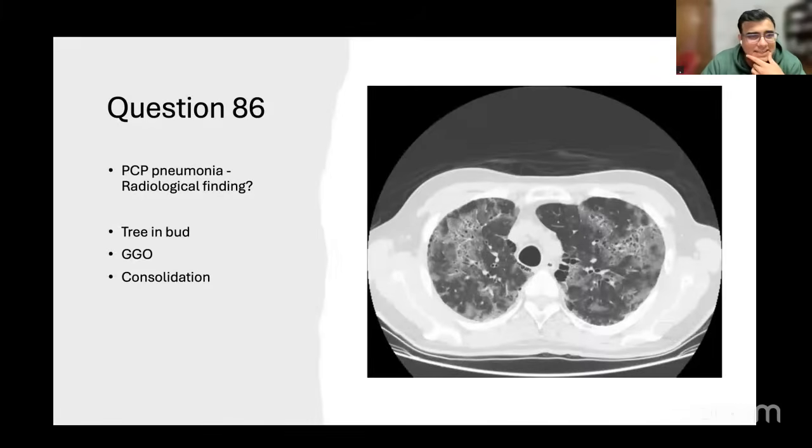And they had shown a CT and asked, for PCP pneumonia, what are the radiological findings? So this is a CT of PCP pneumonia, Pneumocystis jirovecii pneumonia. You can see bilateral, widespread ground glassing on the CT. Widespread ground glassing is one of the key defining radiological features in PCP pneumonia. So ground glass opacities, GGOs, were the correct option there.